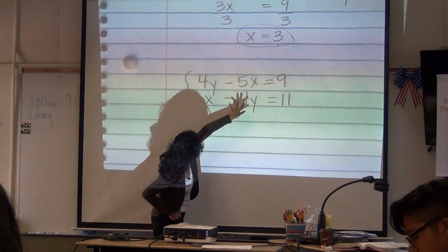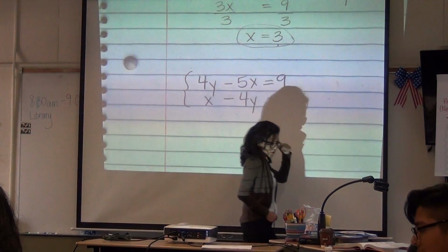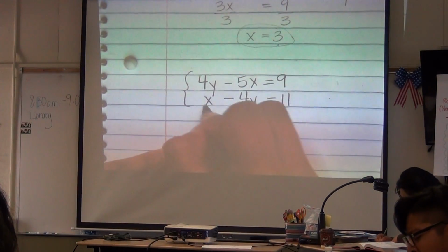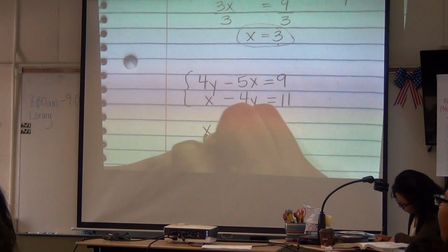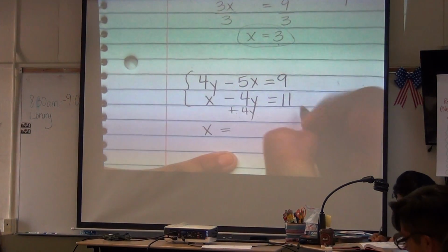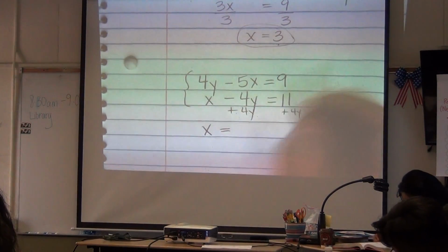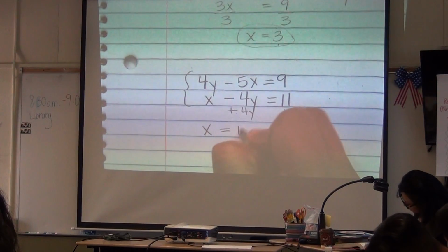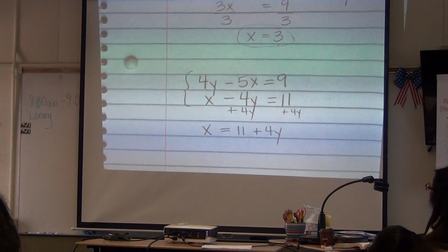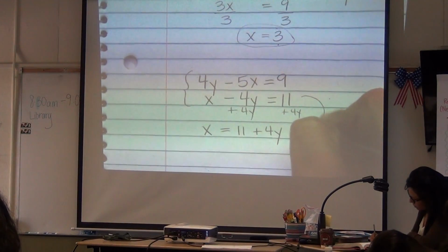I should probably move this over to the other side, right? And then that would leave x isolated. So I'm going to go ahead and work with the second one, and I'm going to rewrite that. If I rewrite it, I'm adding 4y to the other side. So now I am left with 11 plus 4y. That's what this equation became.